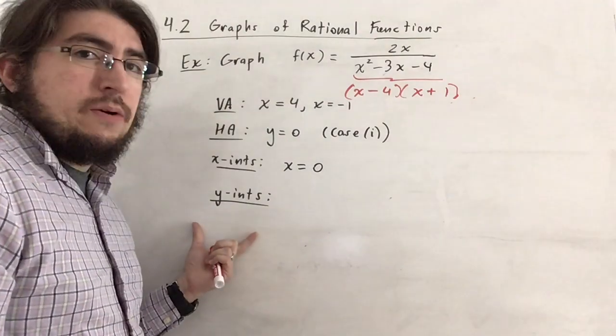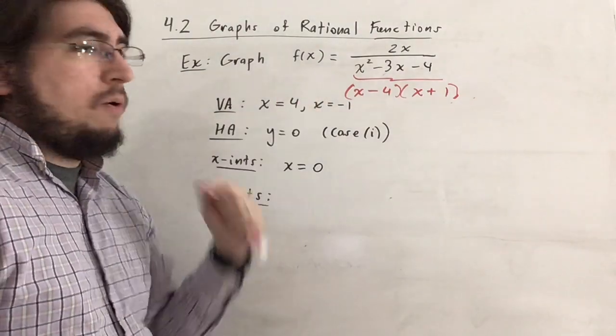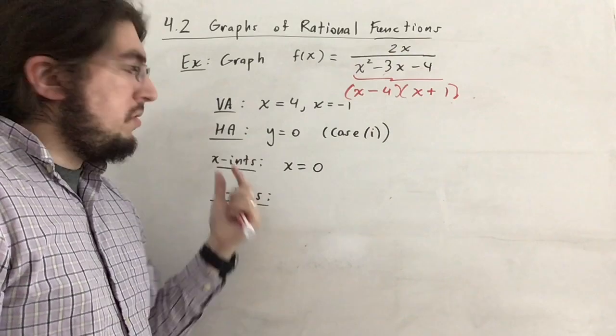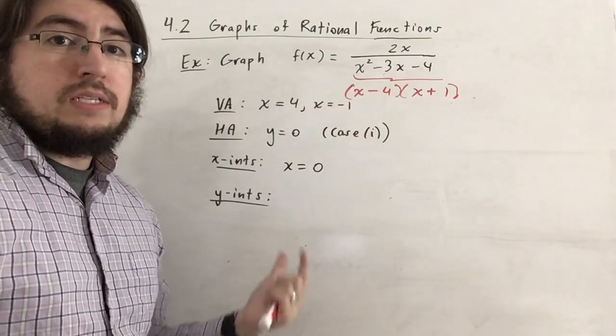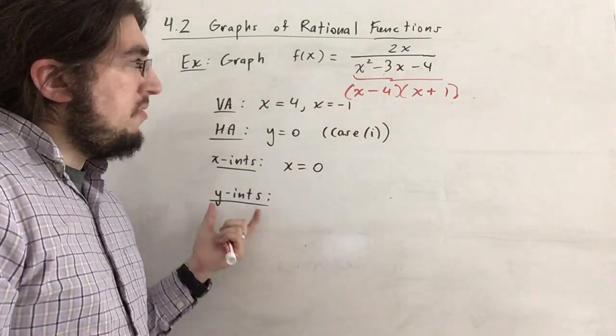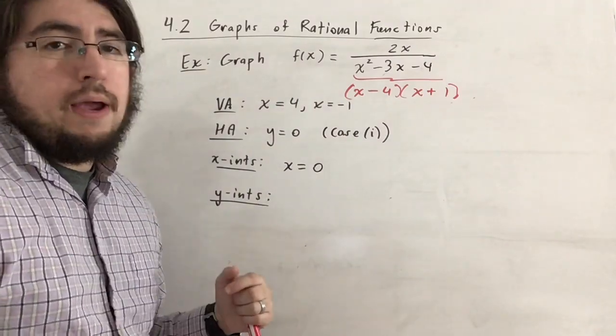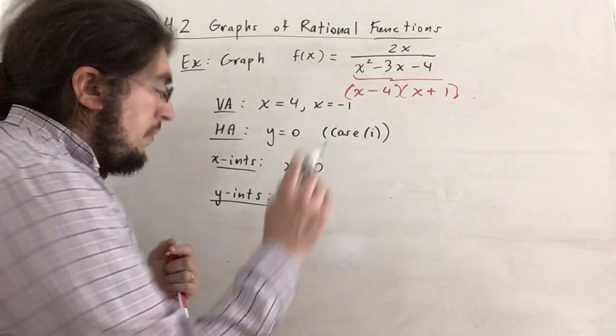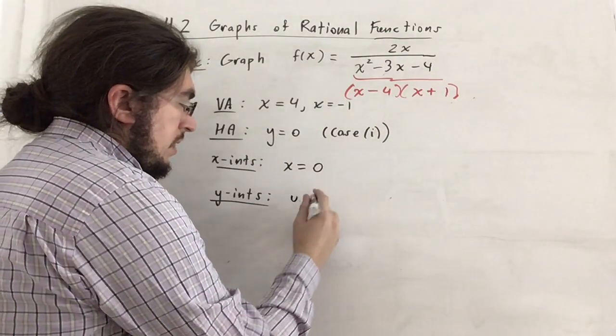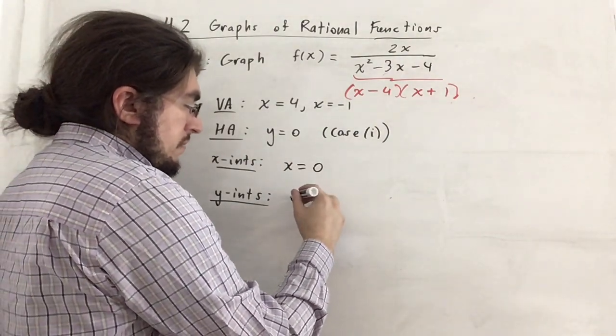Y-intercept is just plugging in 0. And when you plug in 0, you get 0 on top, and 0 over anything is 0. Notice the bottom isn't 0, so there is a y-intercept. If the bottom was 0 when you plug in x equals 0 for the y-intercept, then there is no y-intercept because you have a 0 denominator. But in any case, here it's the point 0, 0.